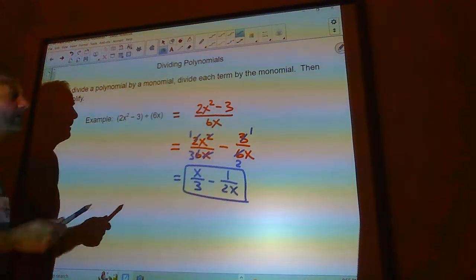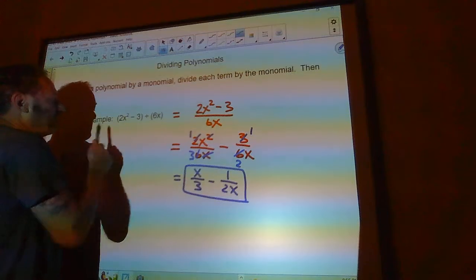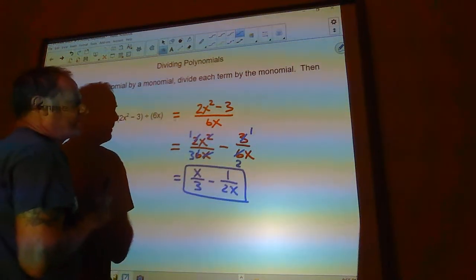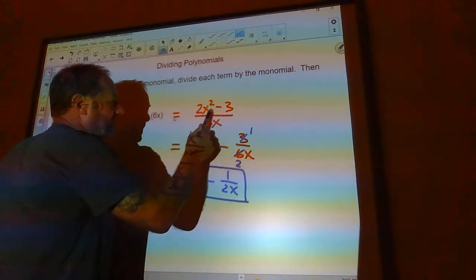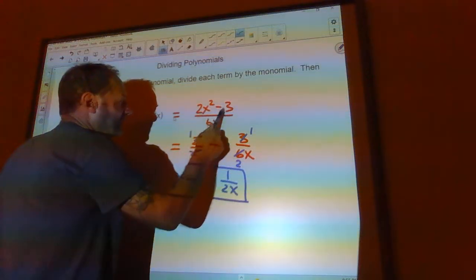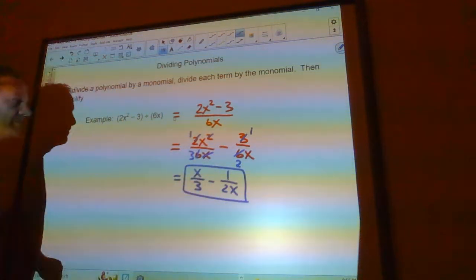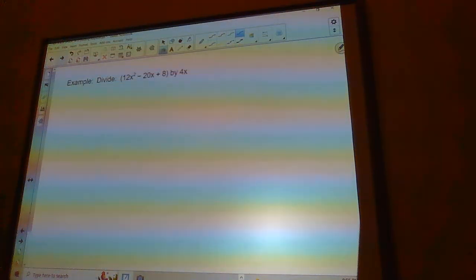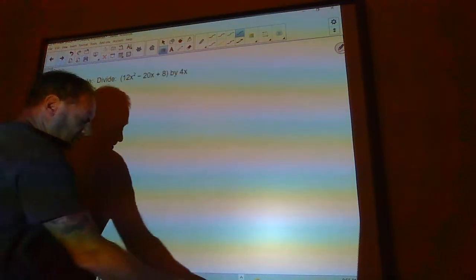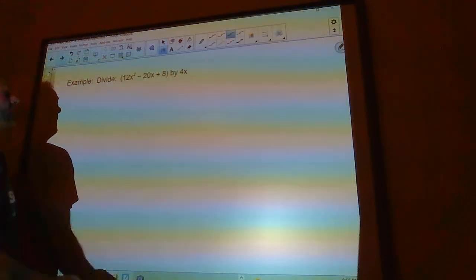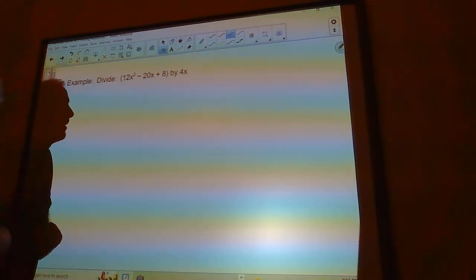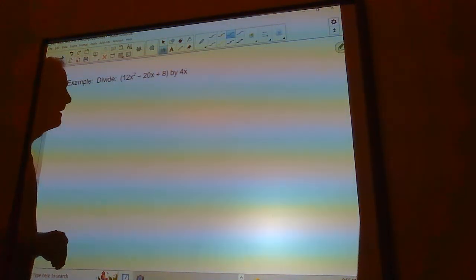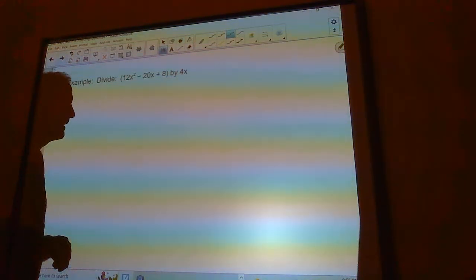Okay, so again, if you got a monomial and you're dividing that into another polynomial, doesn't matter how many terms, you just take the polynomial and you divide each term by the monomial. Okay, so very simple. All right, here's another one. Let's look at this one. Okay, in fact, you know what? Why don't you do this? Pause the video, give this one a try, and then jump back on and see how you did.